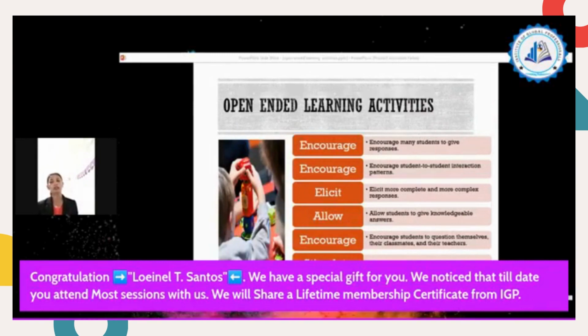Okay, again, open-ended learning activities may encourage our students, our learners, to give responses. It will develop their creativity and their connections to their professor, to their teachers. And also there will be connections to the other learners. They're going to share their ideas, their knowledge, or their previous experiences with a learning task. Also, this encourages student to student interaction patterns.